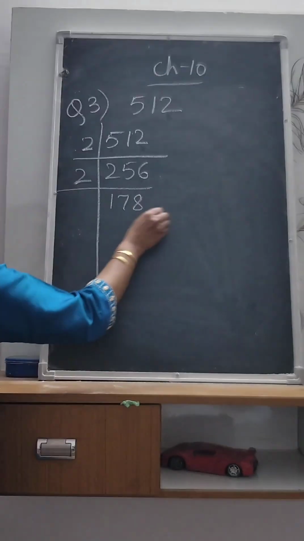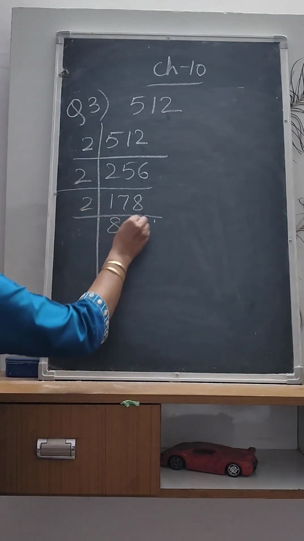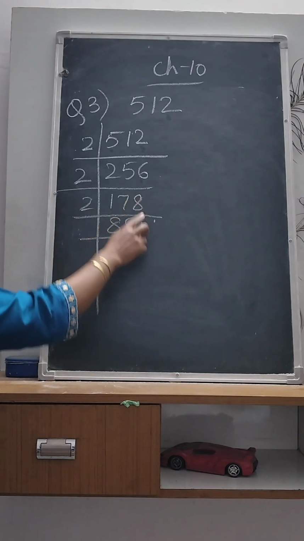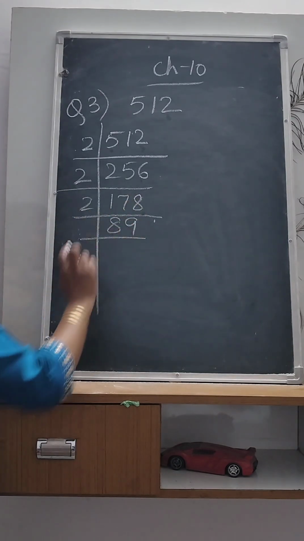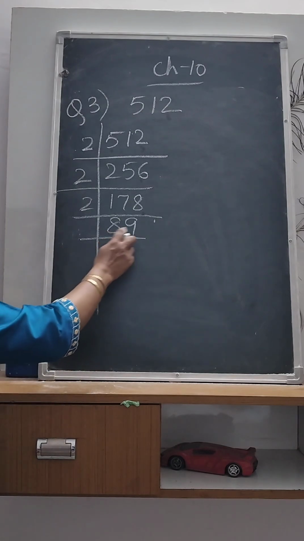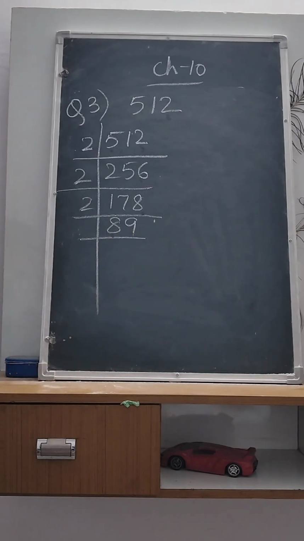Now again we have an even number. So let us write: 2 8s are 16, 2 9s are 18. Now it is not an even number. So next we will see the next divisibility rule, the divisibility rule of 3. For 3, we add the digits. 8 plus 9 is 17. It is not coming in the table of 3. Then next we will see another table.